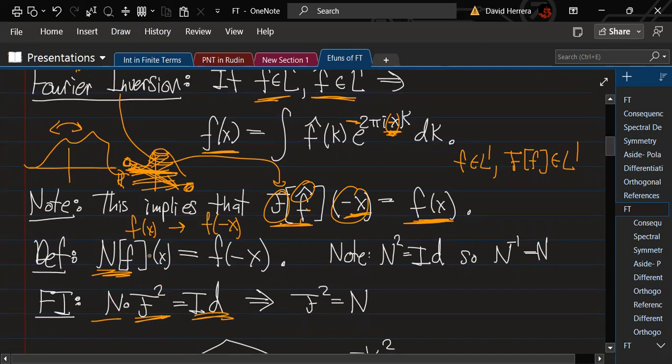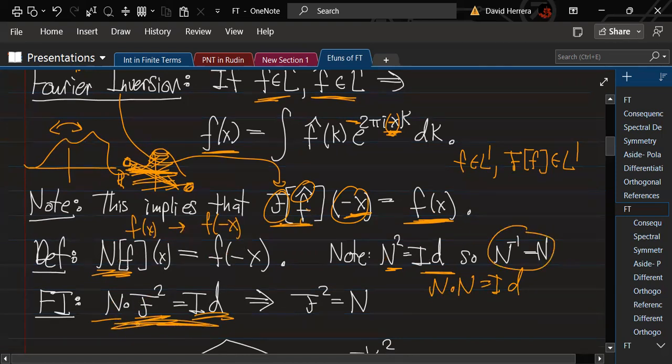Now, one thing about this function here is that if I do it twice, I get the identity, because if you put a negative sign here and you put another one, they cancel each other out. So N squared is the identity. So N is its own inverse. So that's this right here.